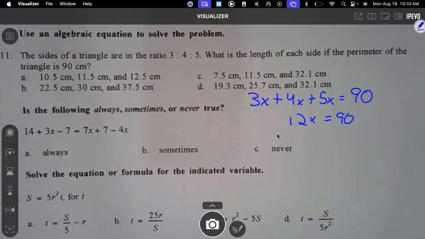Divide by 12. So what do you get for x? 7.5. That's not our answer. What do you have to plug in? You have to plug it in with the 3.